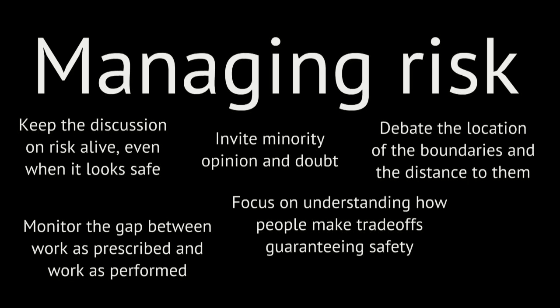Organizations that are typically good at this also constantly monitor the gap between work as prescribed and work as performed, realizing that there will always be such a gap, but also questioning whether the gap shows tendencies of normalization of risk, for instance. And given that risk and safety are products of the same kind of processes, organizations that are good at this focus on understanding how people make the trade-offs that guarantee safety, and not seeing people as an inherent risk in the system, but as a guarantee of safety in the system.